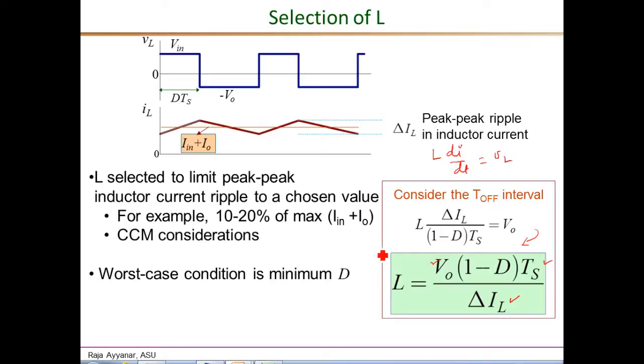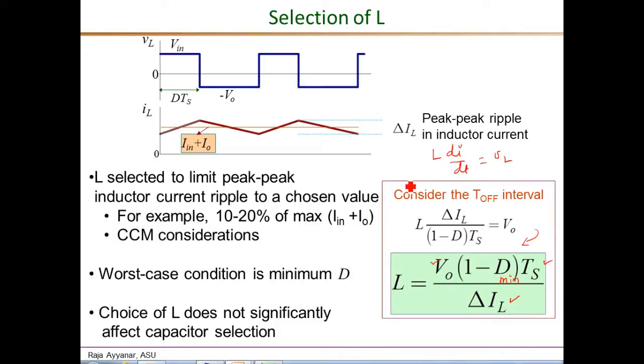So the question is, what value of d within the given operating range should we substitute in this expression? Since we try to design for the worst case condition, the worst case would be the value of d that maximizes this equation, and therefore it is really the minimum d, d minimum, that gives the maximum value for this expression. That ensures that delta IL would be less than or equal to the chosen value regardless of any value of d.